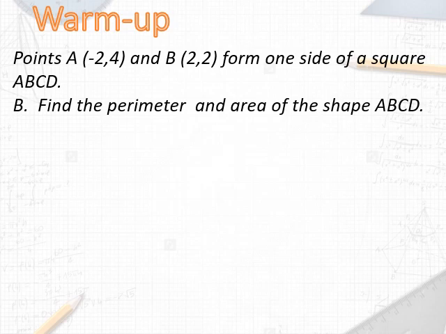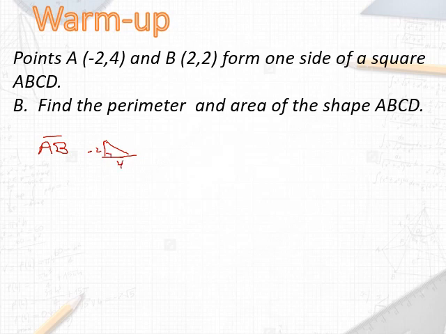Part B, find the perimeter and area of the original shape, so ABCD. Now to do this, because it's a square, we only really need to find the length of one side, and then we can apply our area and perimeter formulas. So since A and B are given to us, let's just figure out the length of AB. If you remember from the last slide, when we did our right angle triangles, we figured out slope, it was down 2 and right 4. So that's our right angle triangle.